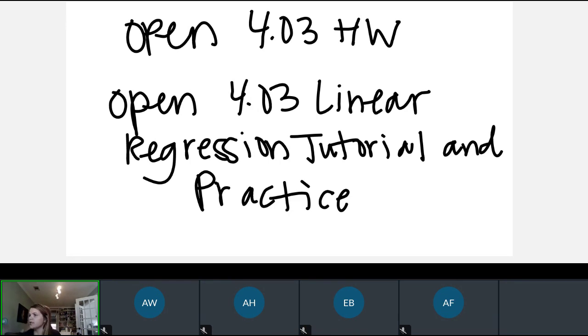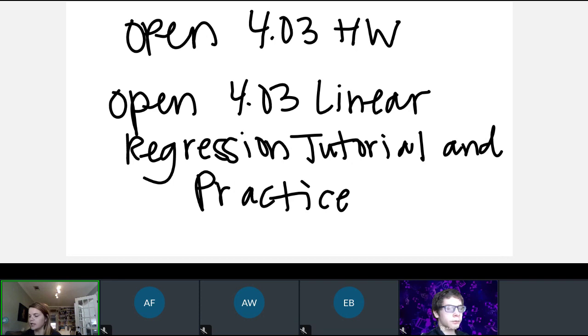What have you been using to run your regressions? You can either use your graphing calculator, or you can use Desmos. I want to use Desmos. The thing is, I can't figure out how to enter the stuff in. Okay, I'm happy to help you. So go ahead and open up the 4.03 linear regression tutorial, and I want you to go to slide number 2 and read through those steps.